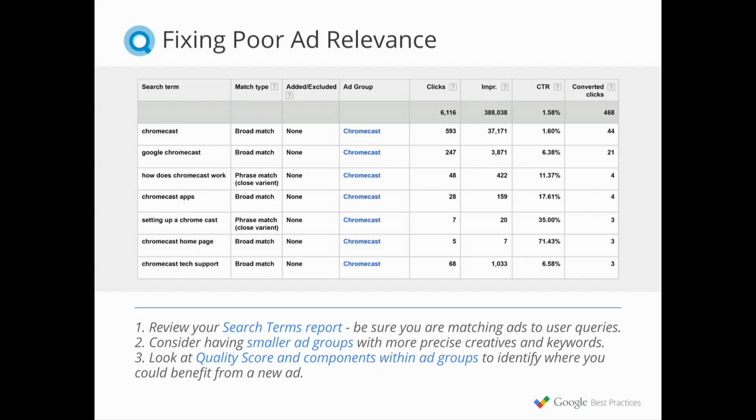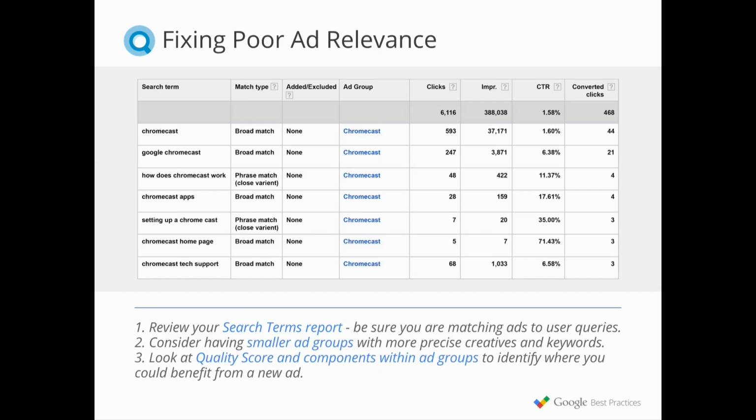Chromecast, Google Chromecast, probably similar users, what they're looking for there. But then sometimes you can look a bit lower and see that there's a difference in what that ad should be related to. So how does Chromecast work? That's going to be a totally different use case from Chromecast apps, because of what Chromecast is supporting at the moment. So just look at your search terms report. It can be hugely beneficial.